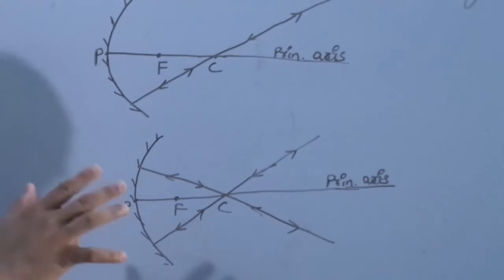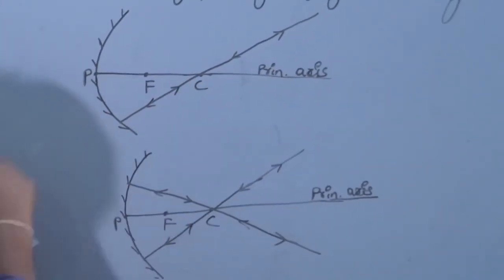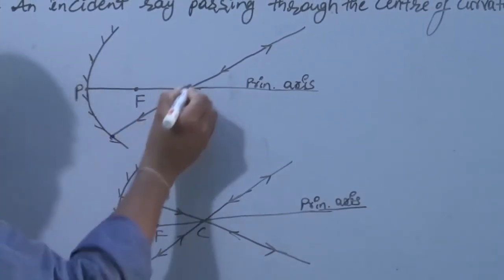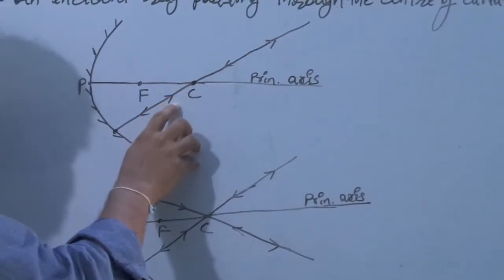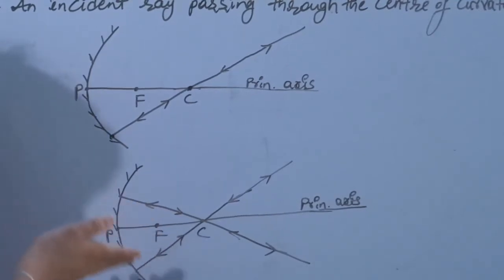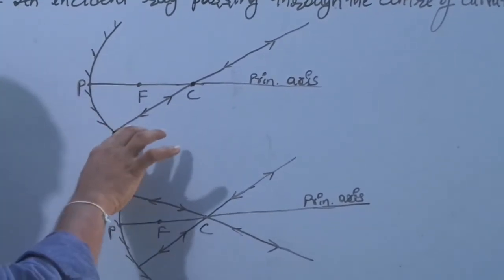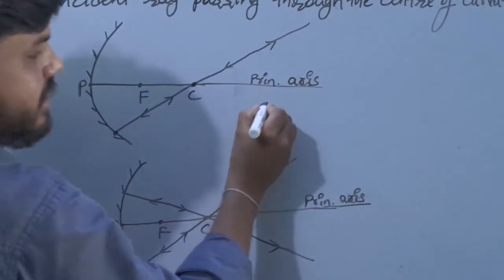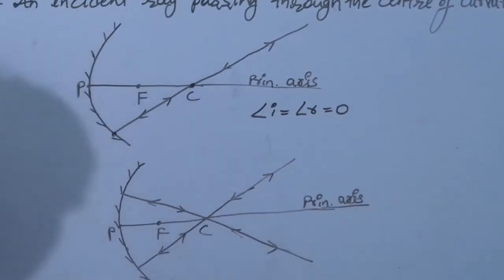Why is this happening? Because when we join the center of curvature and a point on the mirror, we get the normal. So the angle between the normal and the incident ray is 0. So the incident angle is 0, and automatically the reflected angle is also 0. That's why we get the reflected ray along the same path.